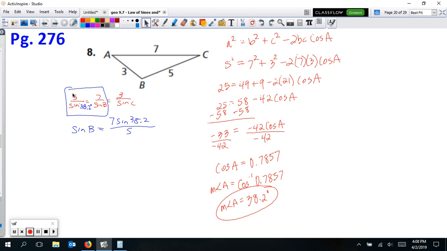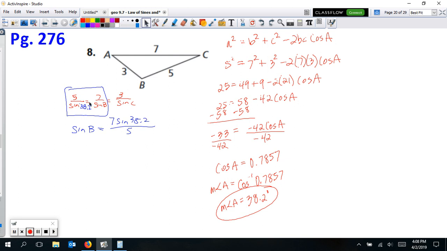So hopefully that didn't confuse you as I'm doing this, but that's the whole reason why I'm saying when you're looking for an angle measure, that's best if it's on the top. So I knew all the sides, I should have put those on the bottom to make it easier.